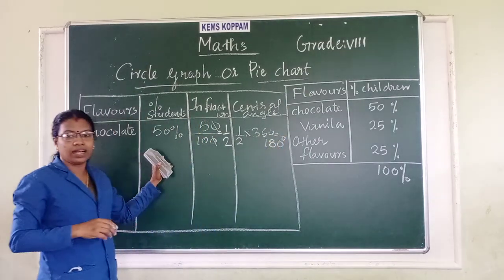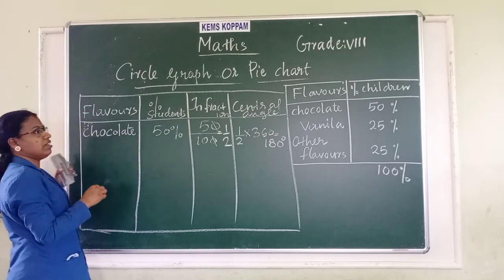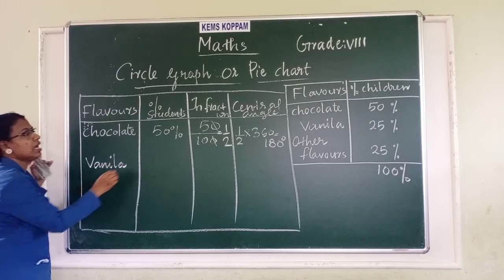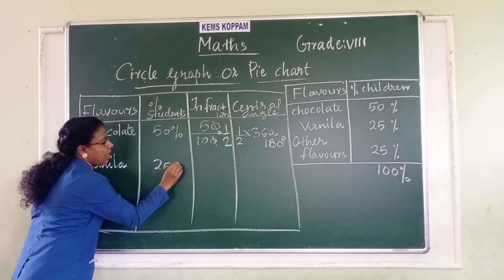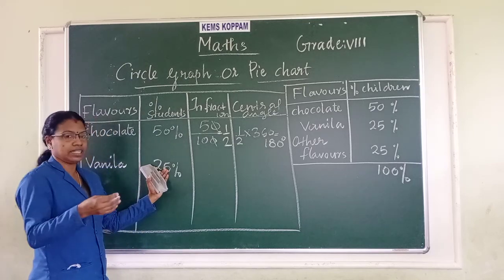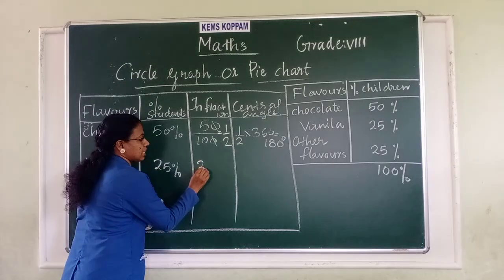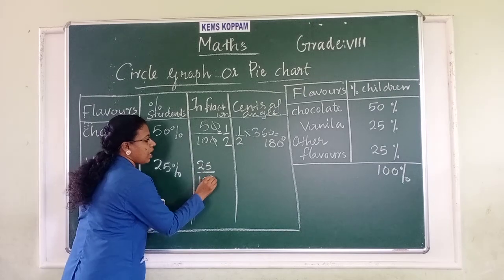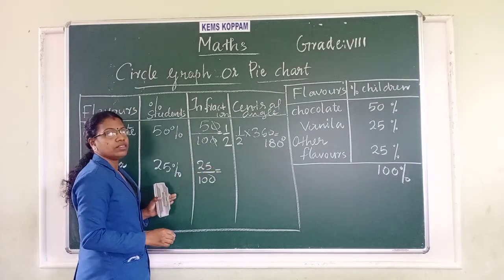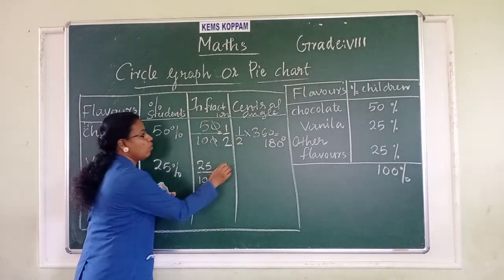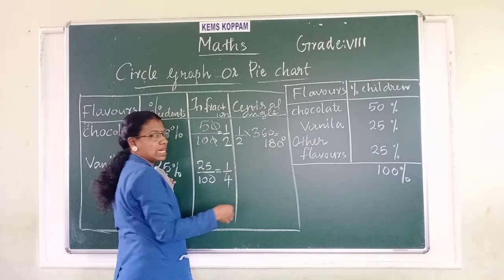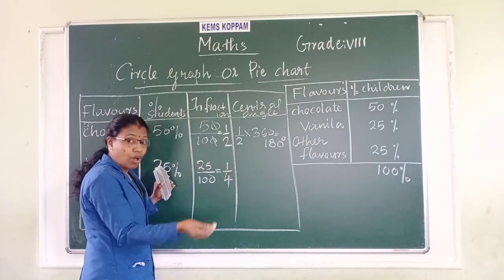Okay, clear? First flavor is over. Then the second one, vanilla, and its percentage is 25. So what will be the fraction? This percentage in fractional form is 25 by 100, since the total frequency is 100. So what is 25 by 100? It is 1 by 4.